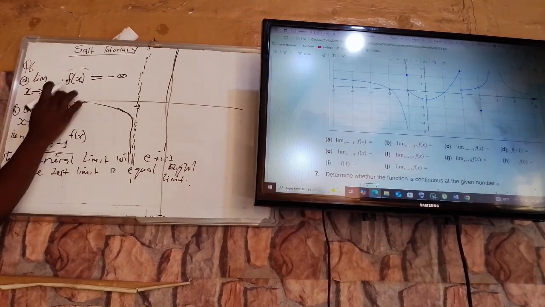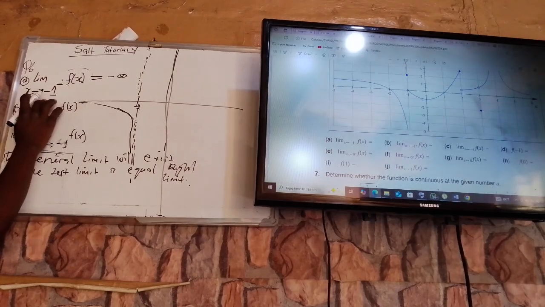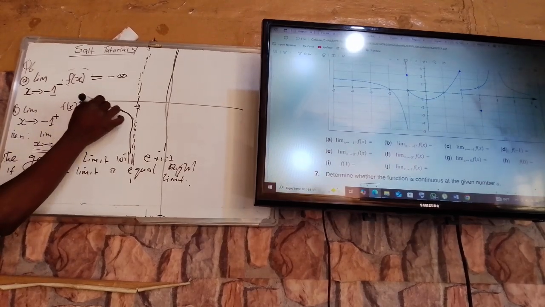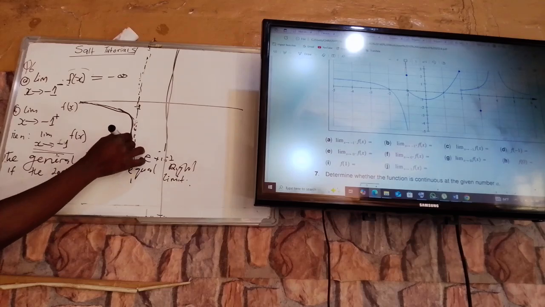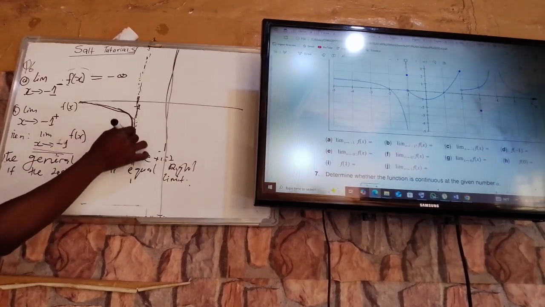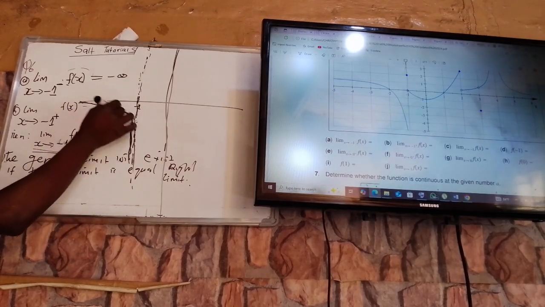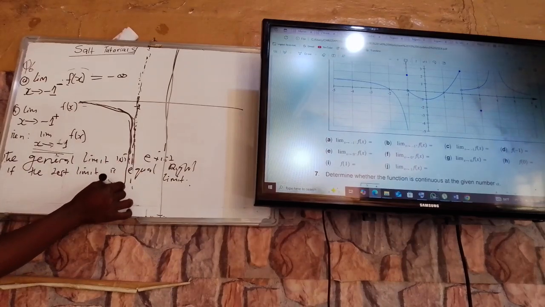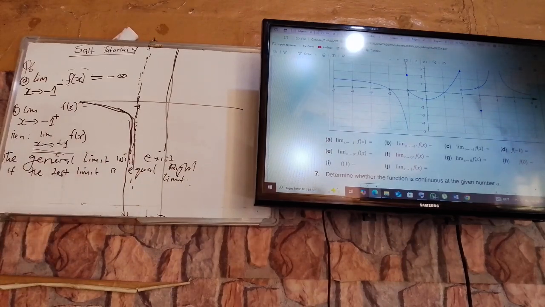So the left limit at -1 means that the whole graph is coming down here. It does not touch this line. It means that the whole graph basically approaches what? -infinity. That's what we have.